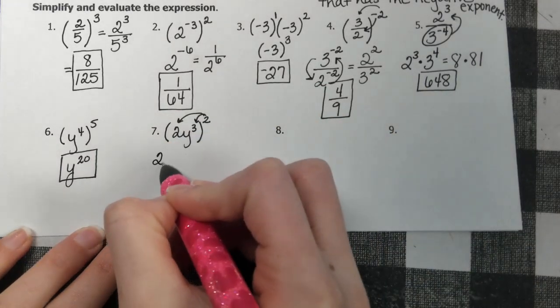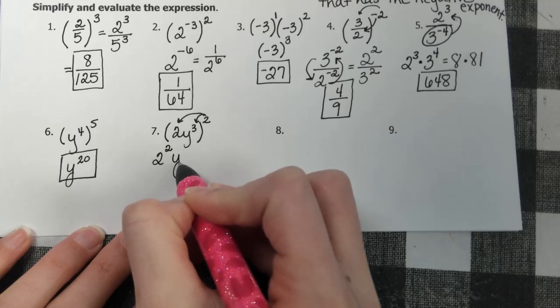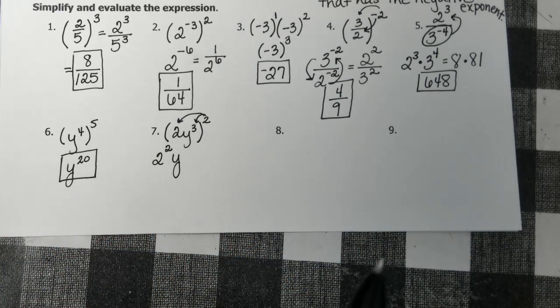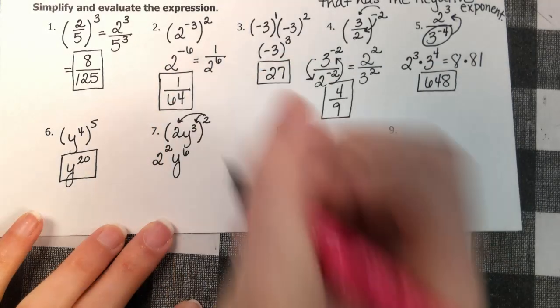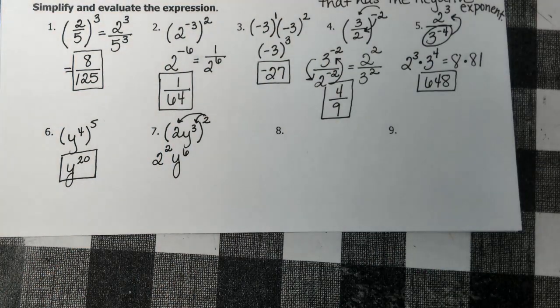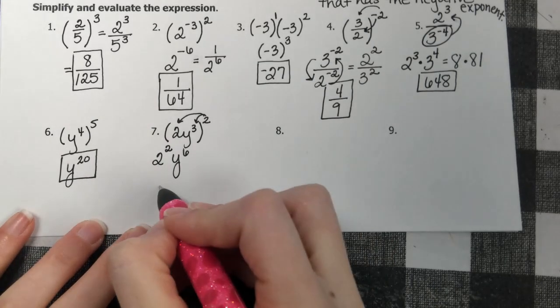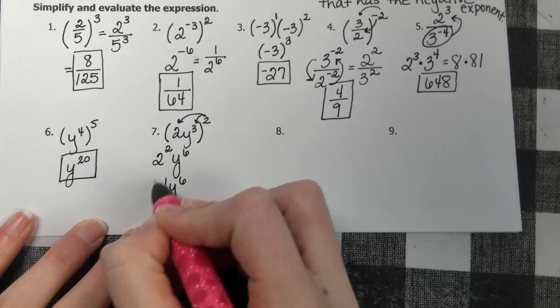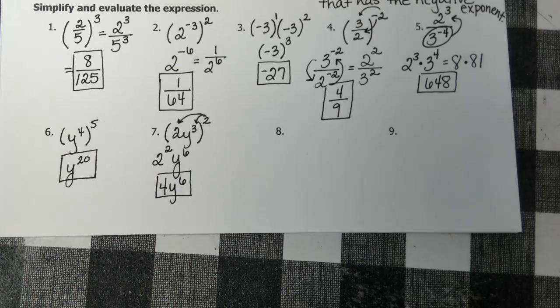So that makes it 2 squared, y to the, so the y has an exponent raised to another exponent. Y to the 6. You're going to multiply power to power. Okay? When you have two of the same base, that's when you're adding exponents. But if you have an exponent raised to another exponent, you multiply. Okay? So then 2 squared is 4, so I have 4y to the 6th power. Okay, do we understand that?